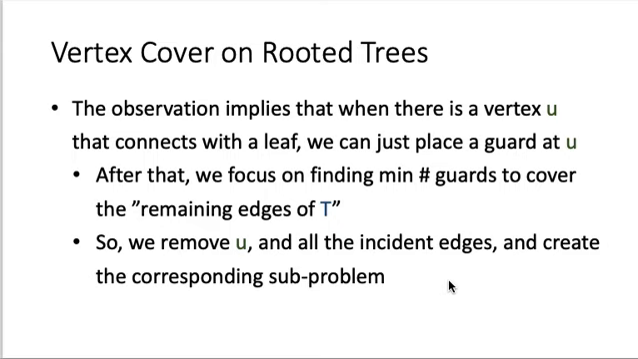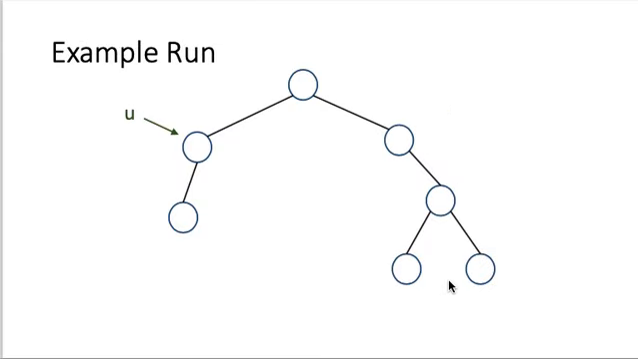So let's see how it works. So here, this is the example. So this is the U that we have because it connects to a leaf. What we are doing here is we place a guard here, and now this edge is protected. This edge is also protected. So they are now removed from consideration in the computation of the remaining parts, how we place guards to protect the remaining edges.